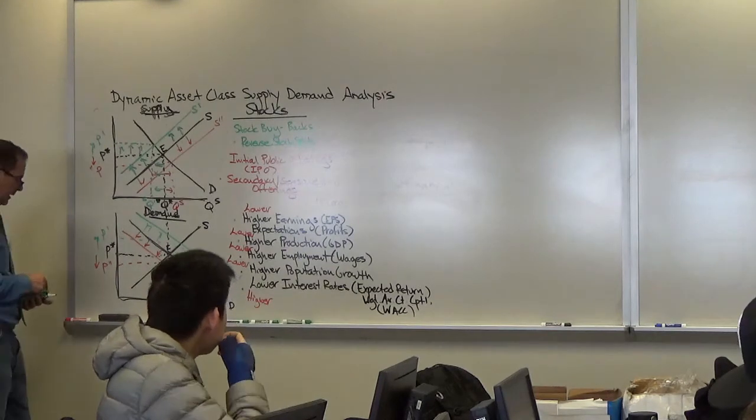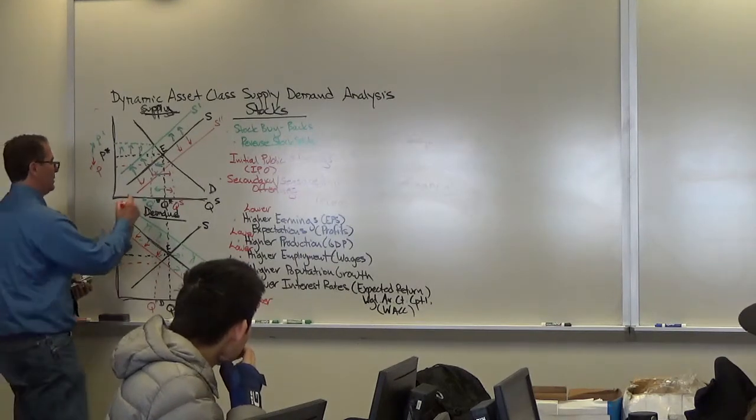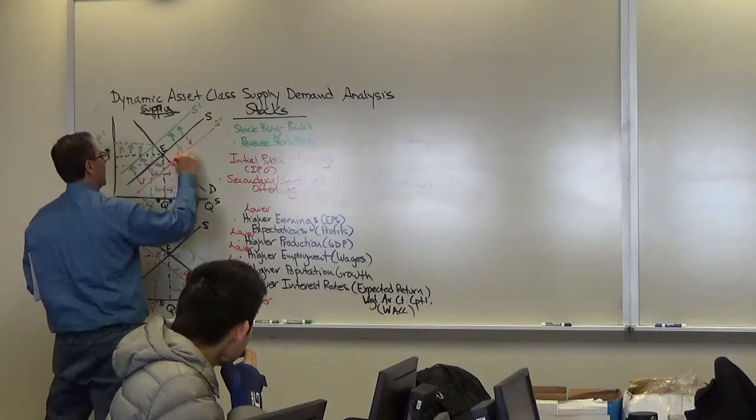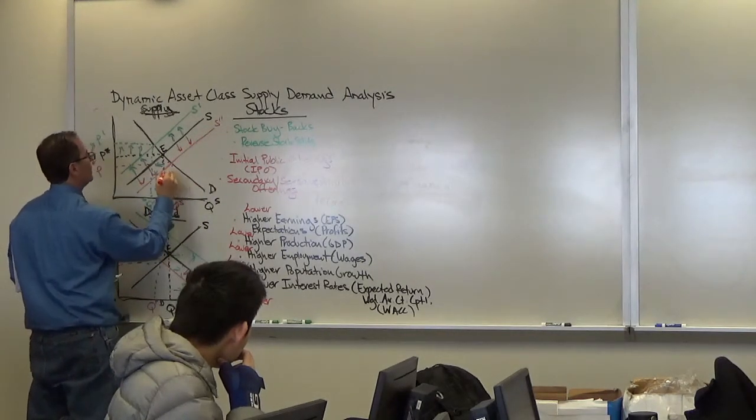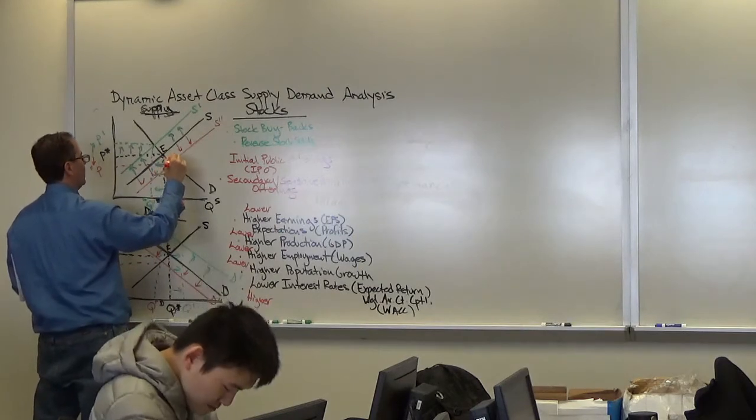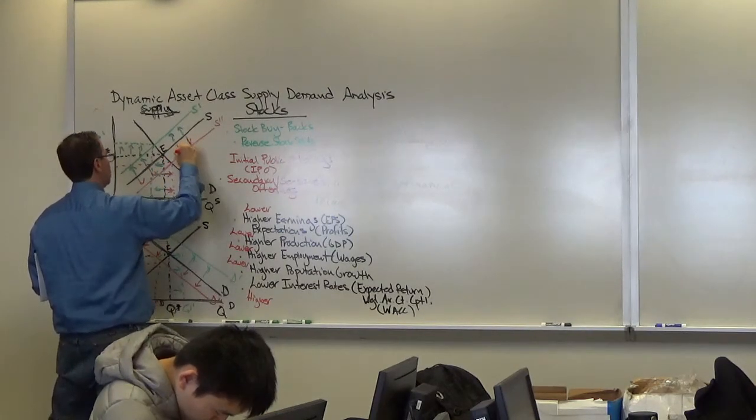What would cause the supply curve to shift out? Okay. That would cause the quantity supplied to shift out and cause the prices to fall.